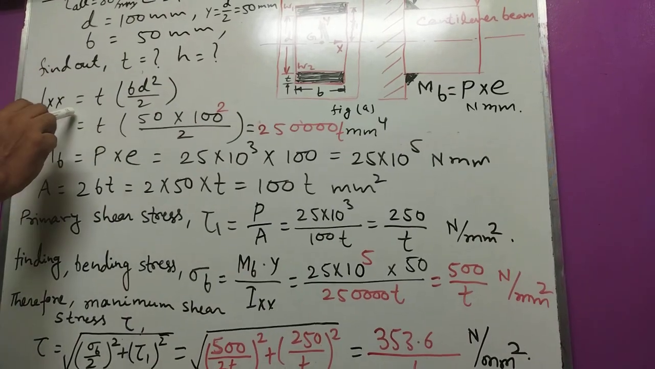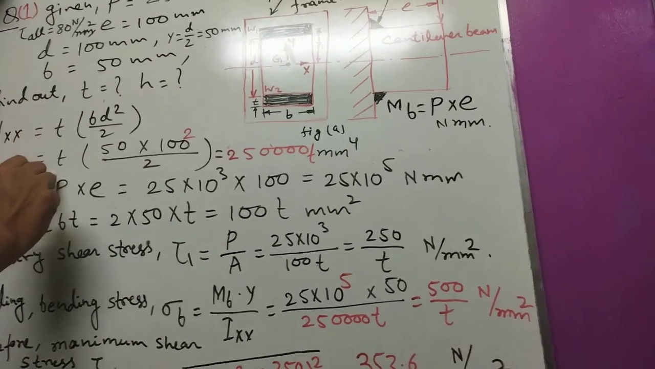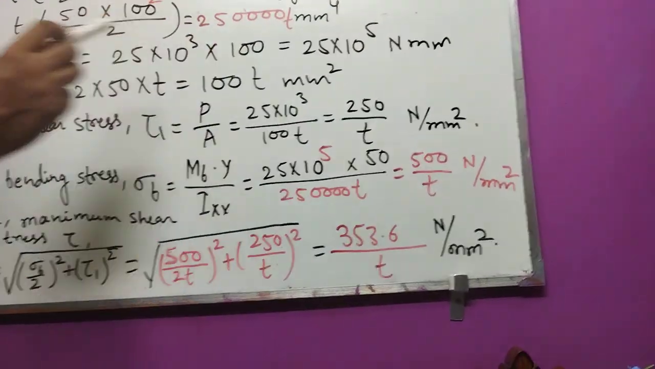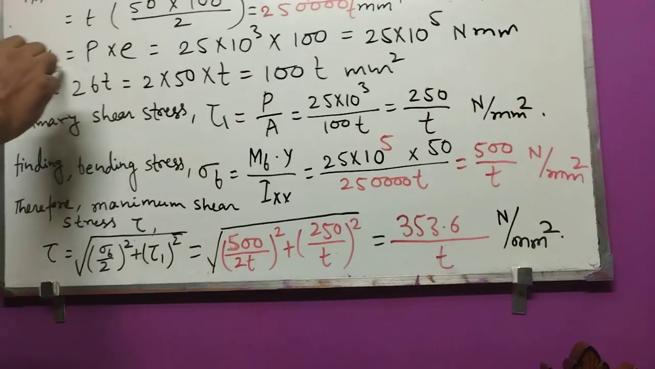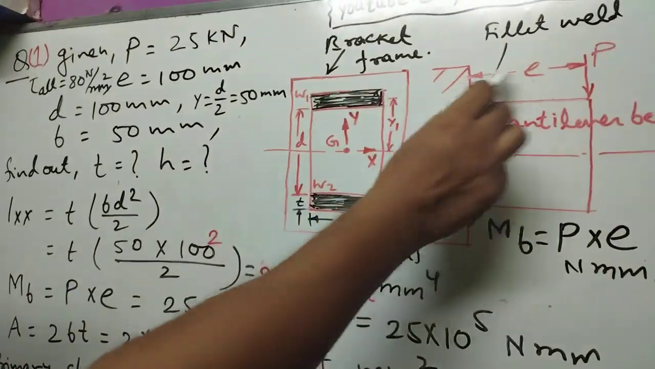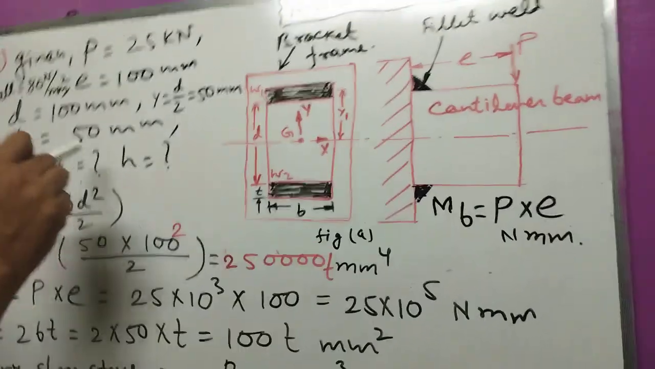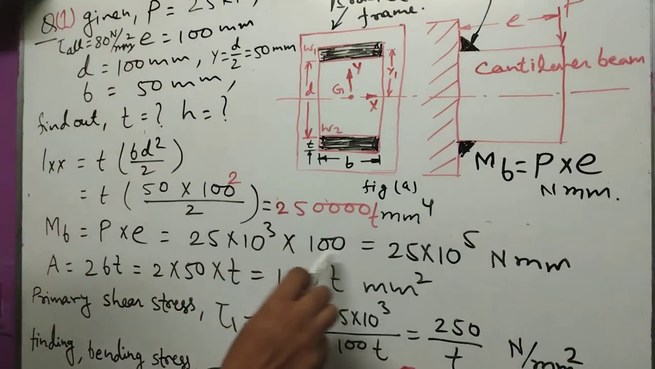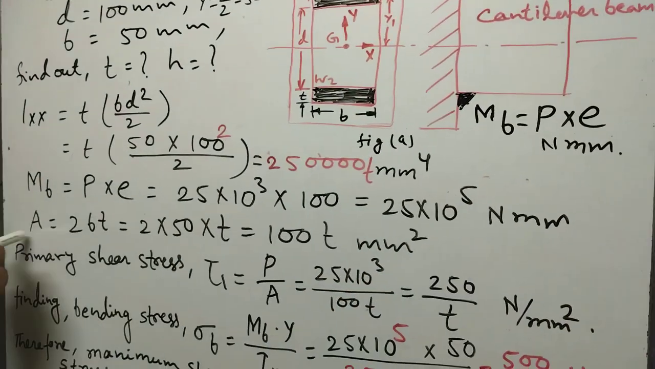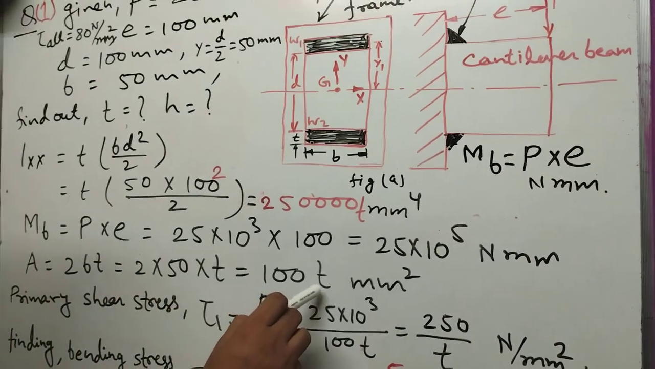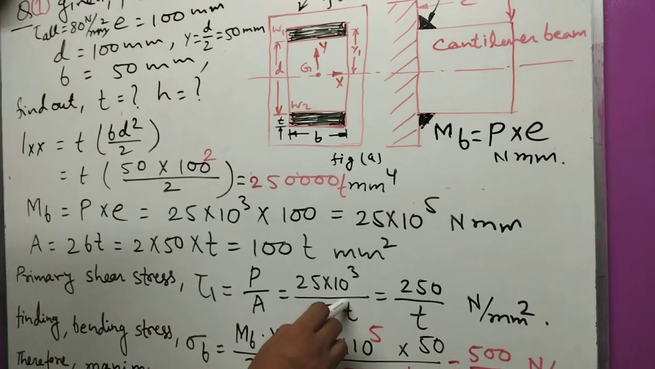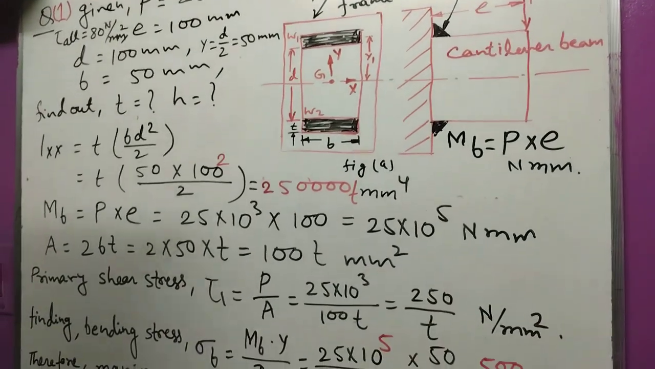Therefore applying the Ixx formula, T b d square by 2, this value is 250000 into T millimeter to the power 4. The bending moment Mb equals P into E, 25 into 10 to the cube into 100 millimeter, which is 25 into 10 to the power 5 Newton millimeter. Area equals 2 Bt equals 100 T, and the primary shear stress tau 1 equals P by A, which is 250 by T Newton per millimeter square.